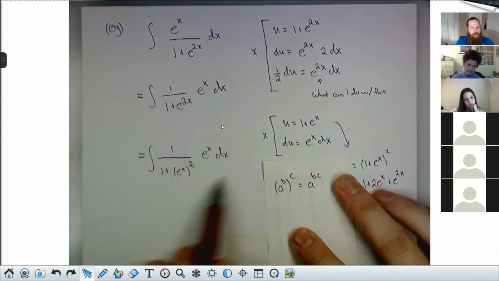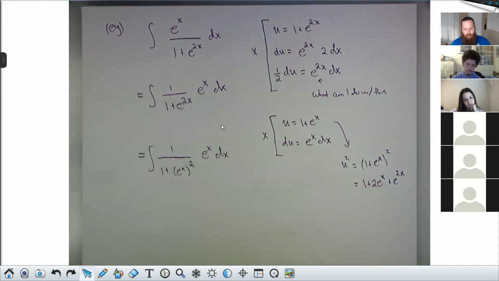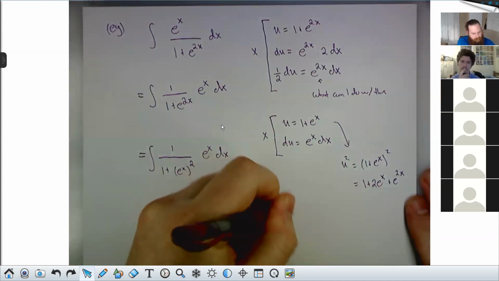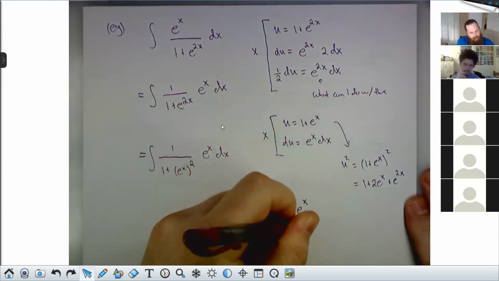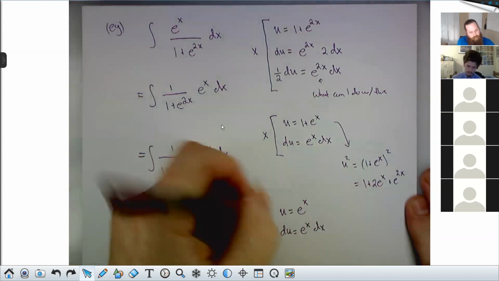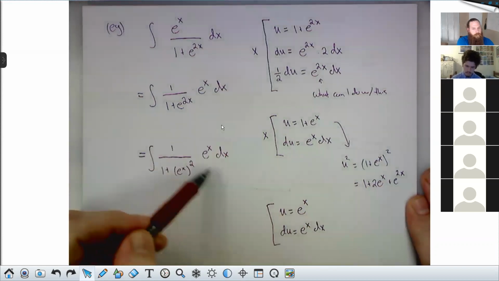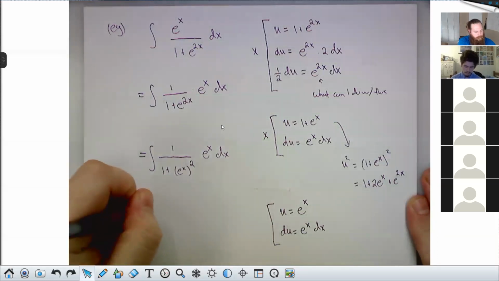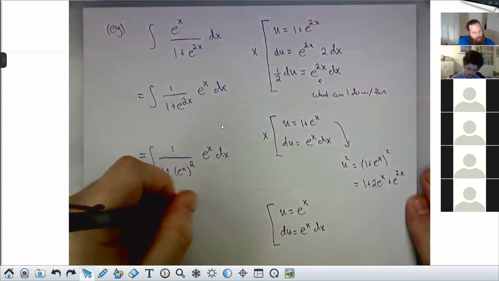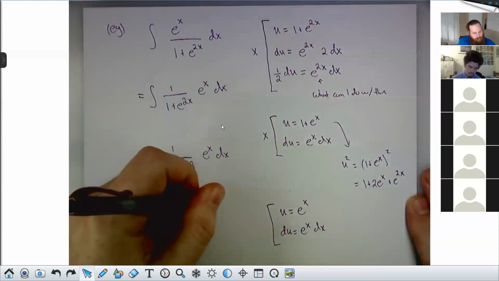From this line, can anybody see a substitution that would work? e to the x. Yeah, just good old-fashioned e to the x. Because then du is e to the x dx. So here's my du, and this will become 1 over 1 plus u squared, which might not look like a super easy integral, but if you spend a second thinking about it, I bet we can figure it out.